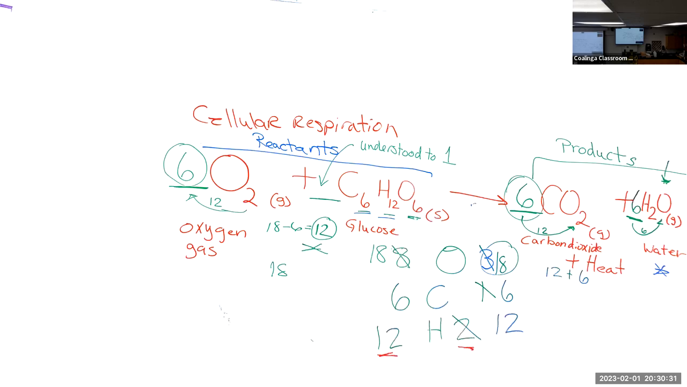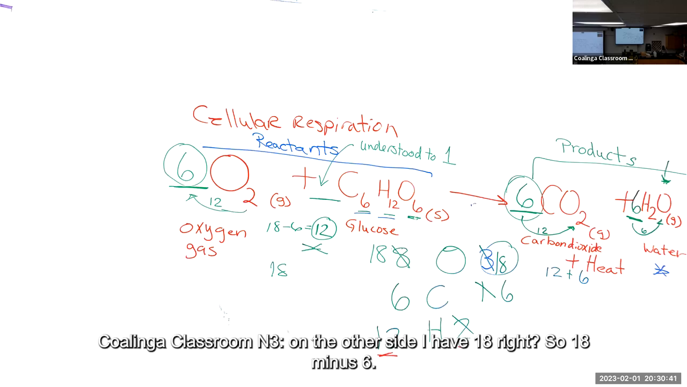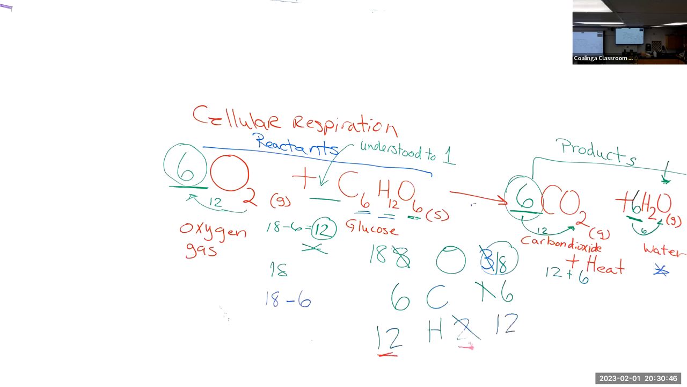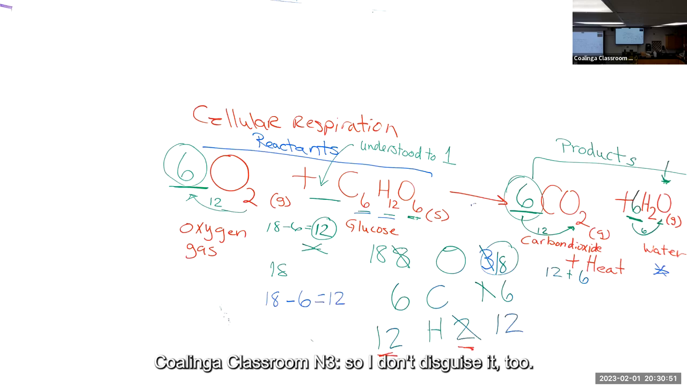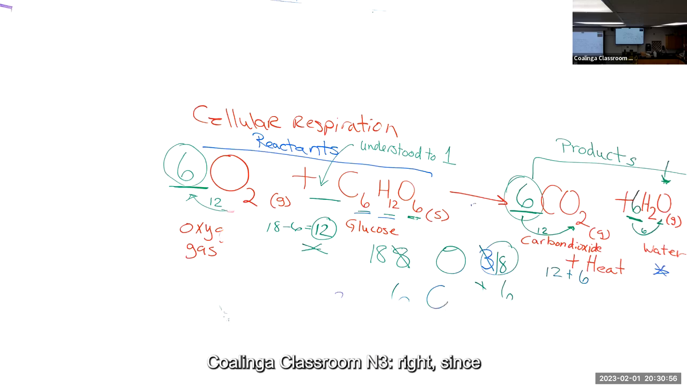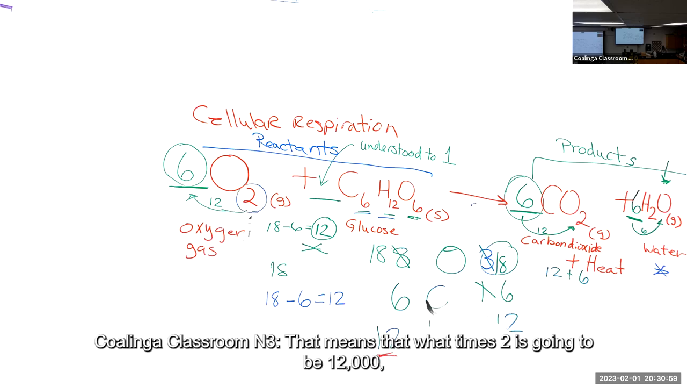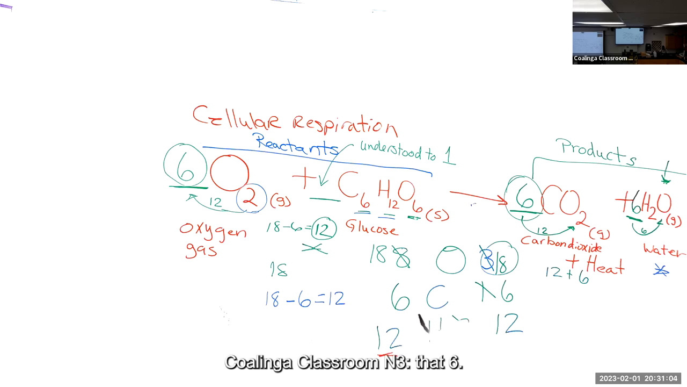If I have six that are going to be contributing from here, then on the other side I have 18, right? So 18 minus 6 is 12. That means I have to get 12. I know this one's a 2, since this here is a 2, so what times 2 is going to equal 12? That's 6.